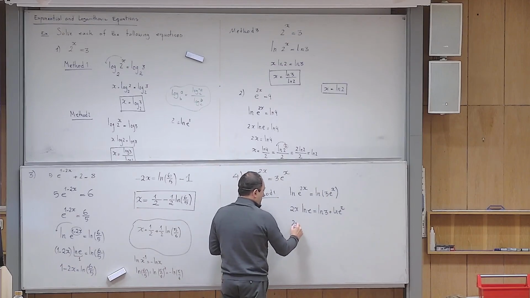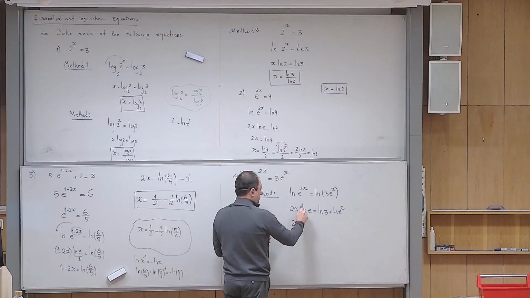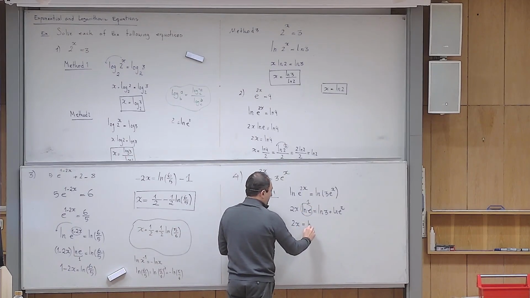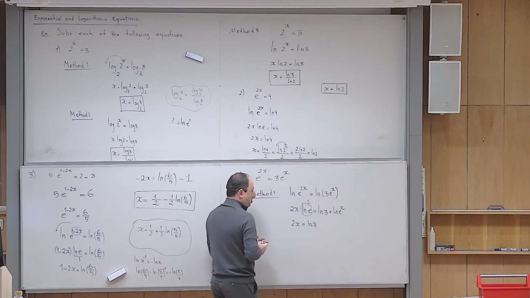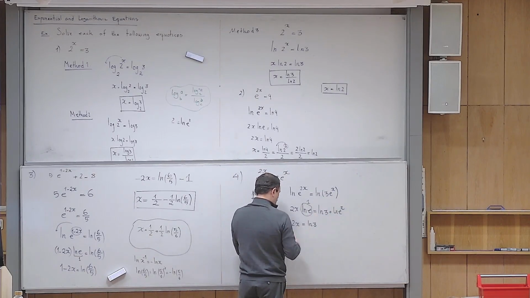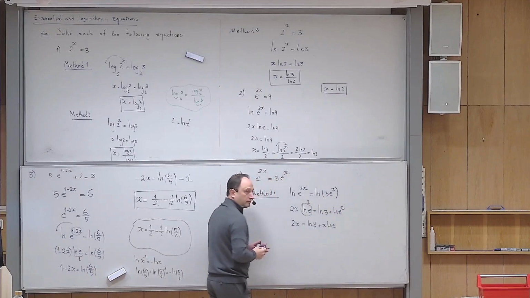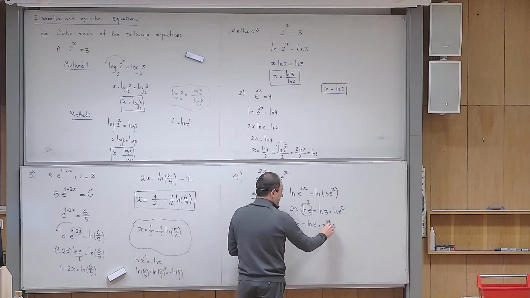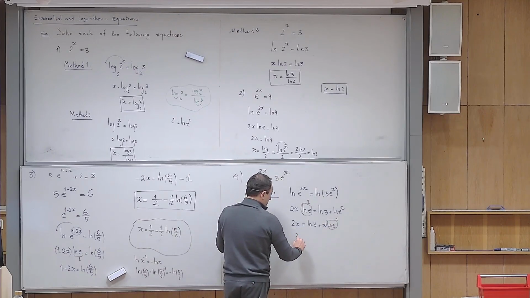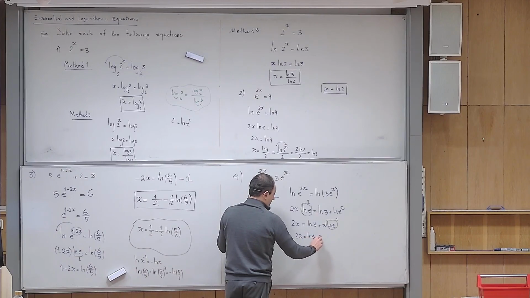Okay, so 2x, this is a famous number. I told you ln of e is 1. ln of 3 is not a famous number, so we have to live with that. But this one, I put x to the back again, this becomes ln of e. But ln of e is again 1. So finally, I have this equation, 2x is equal to ln of 3 plus x.